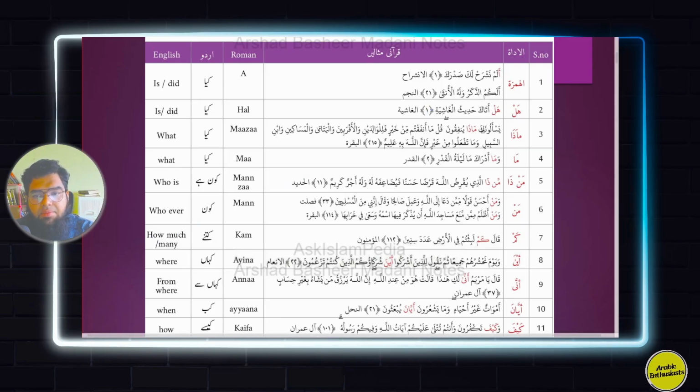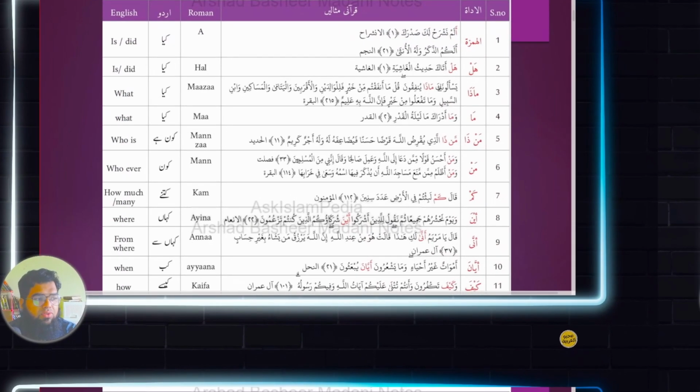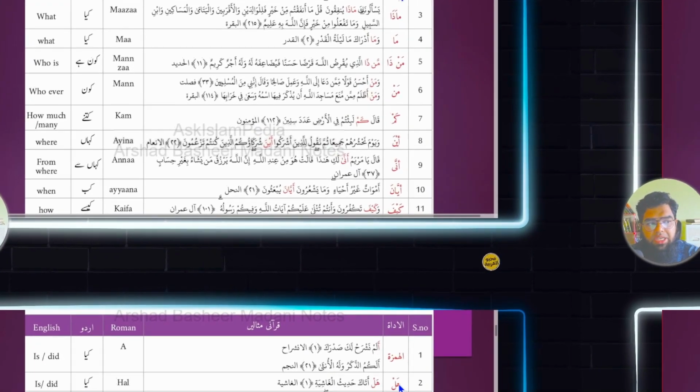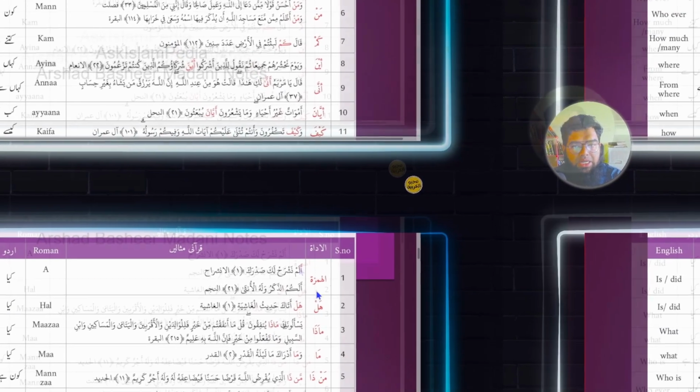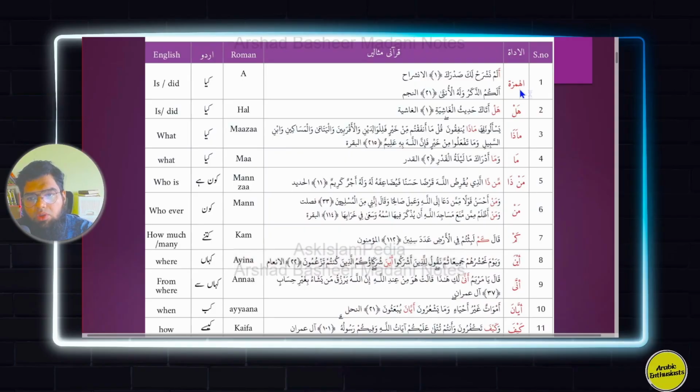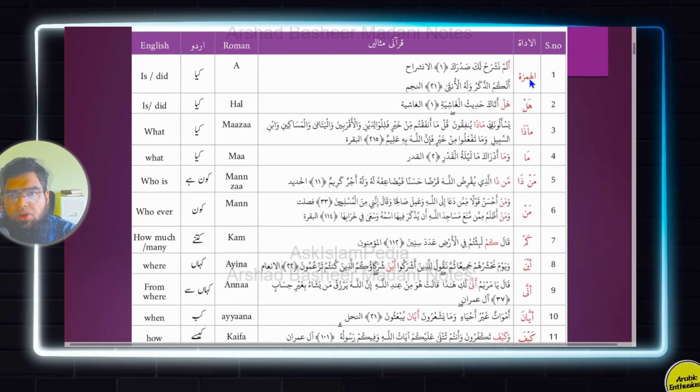Then we have Mada. Mada means what? So these are just used, and generally the answer will be yes and no in these 2 questions, Hamza and Hal. There's a difference between them also. Hamza, you could ask for 2 things also, options like am and aw are used. Like, Atabibun anta am mudarrisun. Are you a doctor or a teacher?